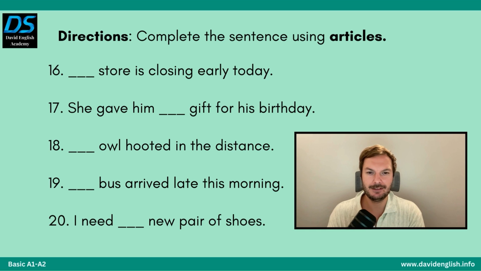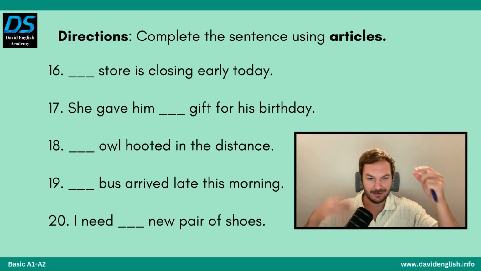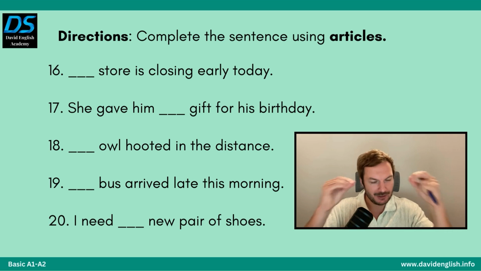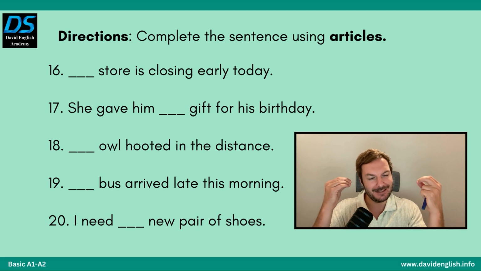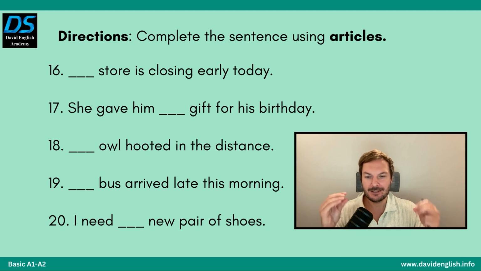Directions. Complete the sentence using articles. A, an, and the. And an before the 5 vowels again: I, O, U, E, and A. Now, get your pen, get your pencil, get your notebook, and let's write these down. Stop the video, and when you want, here are the answers.